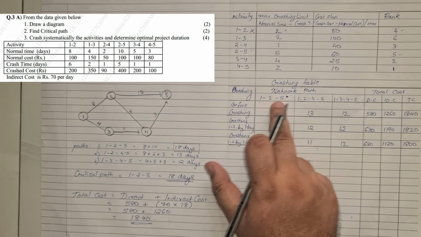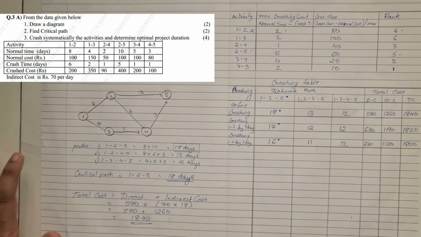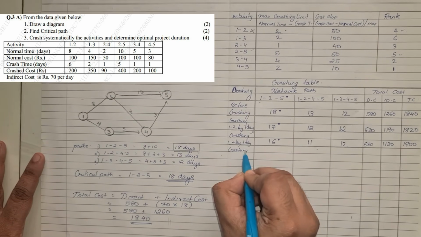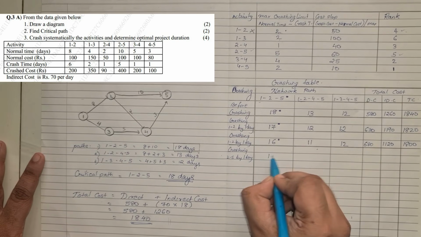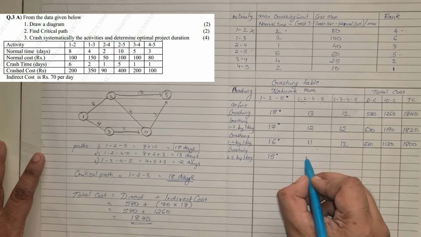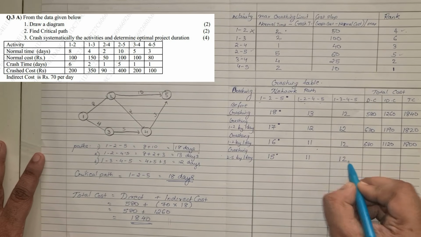The next crash available on the network path is 2-5. Under 2-5, we can crash it 5 times, as given there. So I'm writing here: crash 2-5 by 1 day. This will become 15 days. Now 2-5 is not present here, so we note it as it is, and here also 2-5 is not present, so we write it as it is.